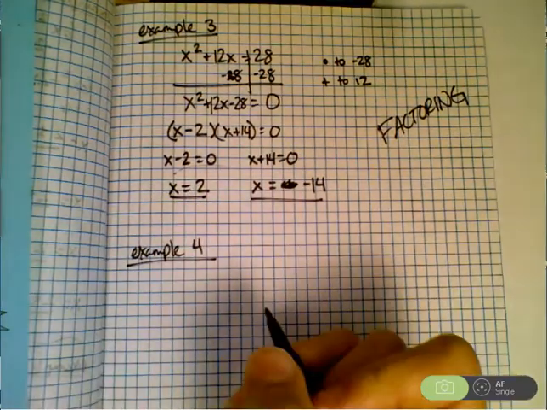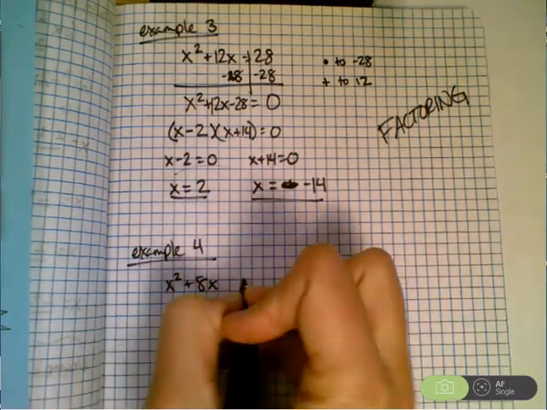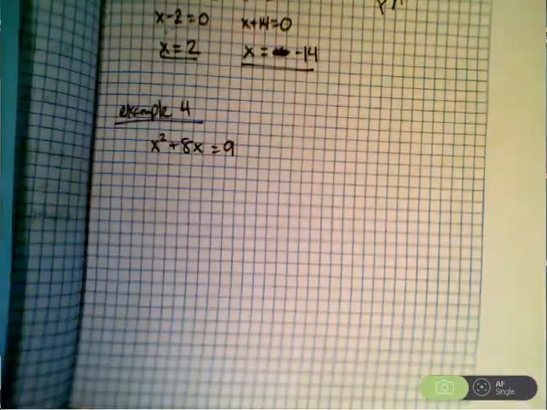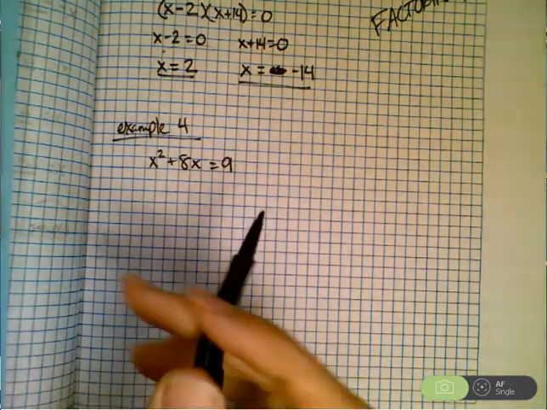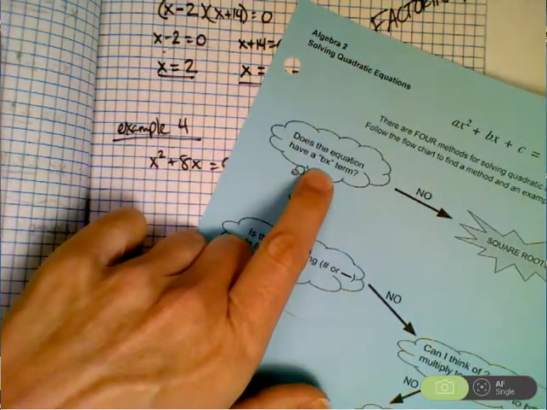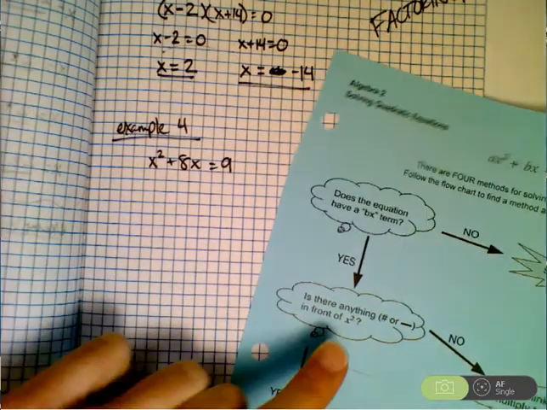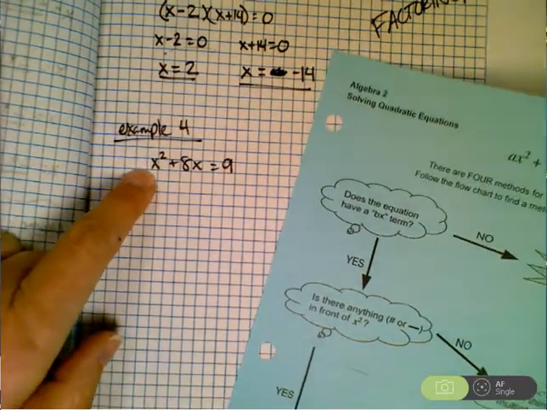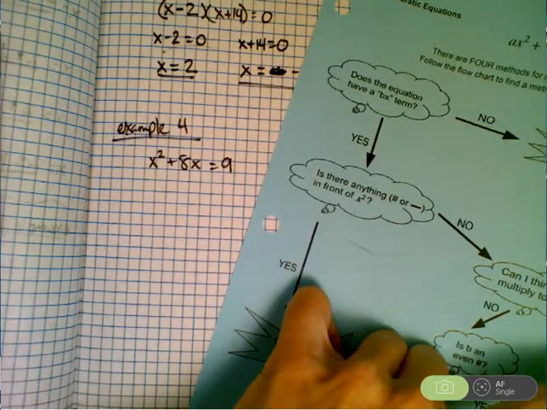So example 4, I have x squared plus 8x equals 9. Again, if you're using process of elimination and you've been watching all these, you already know what method I'm going to use for this one, but just in case, let's go through this. Does the equation have a bx term? Yes, there it is. It's 8x. Is there anything, number or a negative sign in front of x squared? Nope, nothing at all. Can I think of two numbers that multiply to c and add to b?